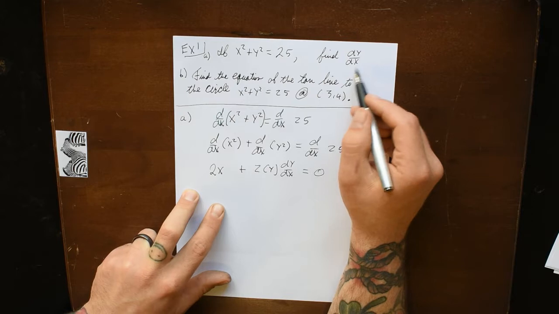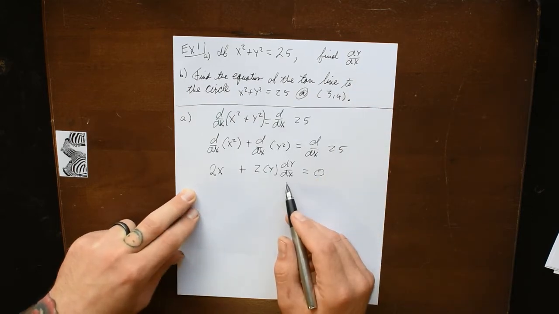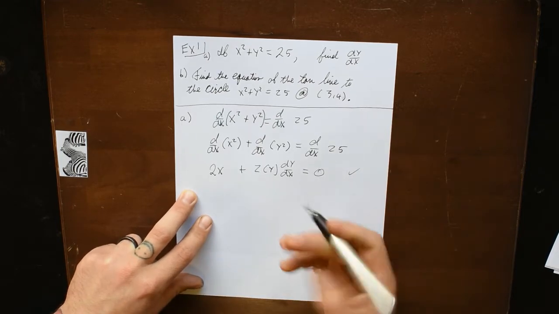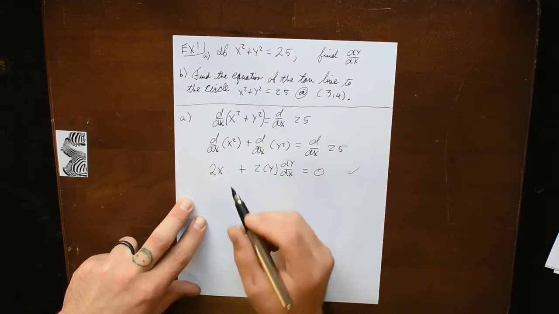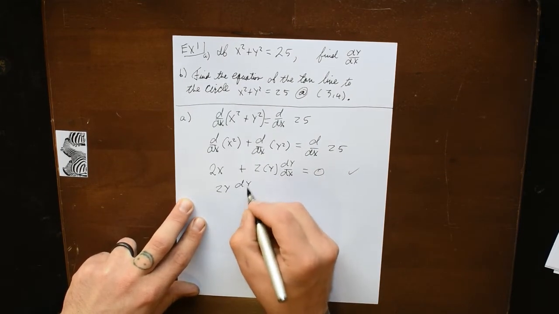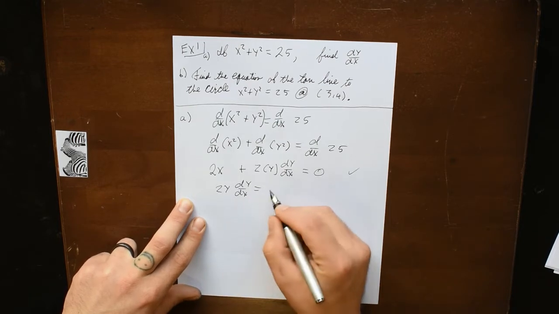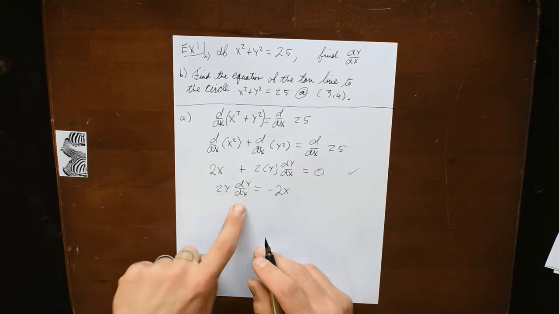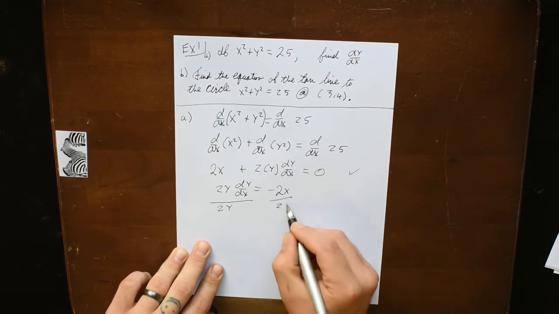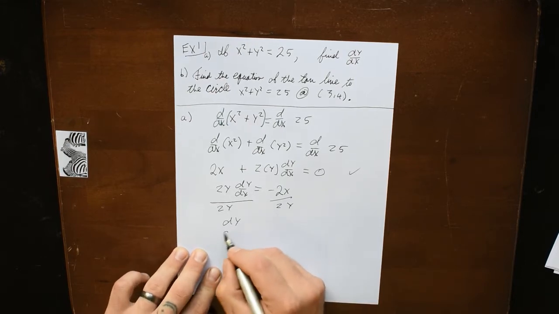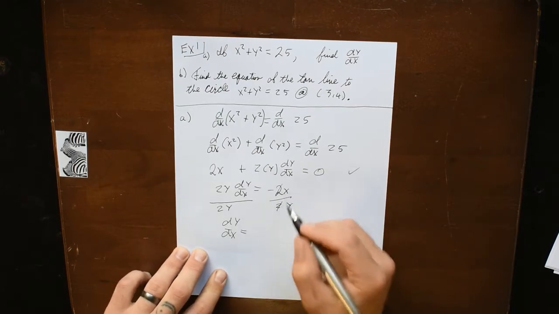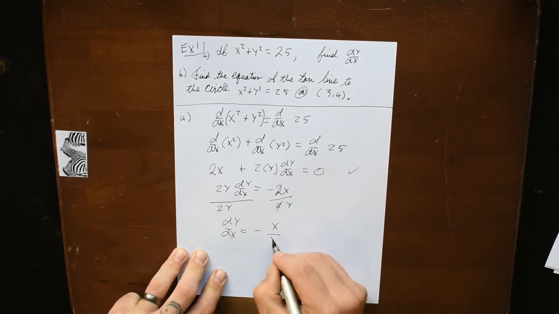Well, the thing that we're after is dy dx, and here it is right here, so let's solve for it. At this point, we're done with calculus. Now it's an algebra problem. This is the thing we want, let's solve for it. I'm going to subtract 2x from both sides to get 2y dy dx is equal to negative 2x. I want dy dx, so I can divide both sides by 2y. And we get dy dx is equal to negative 2x divided by 2y. Those 2's will cancel, and we're left with negative x divided by y.